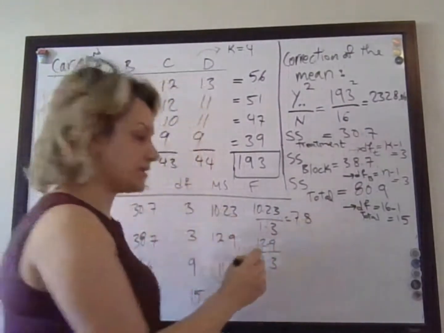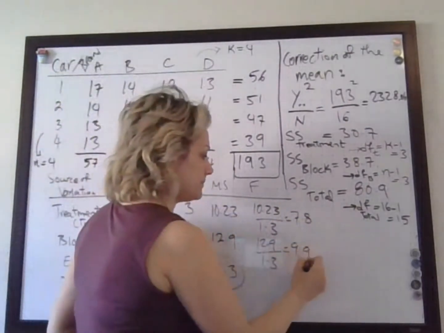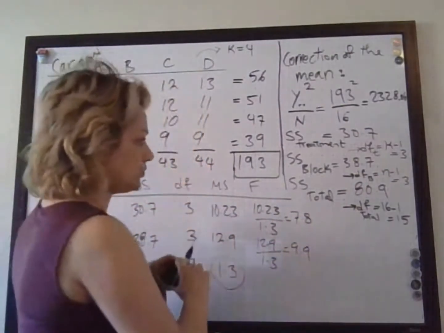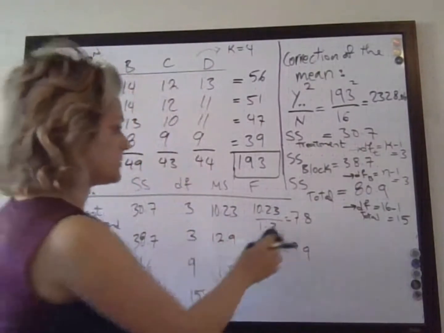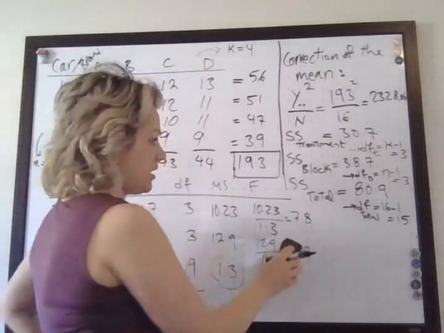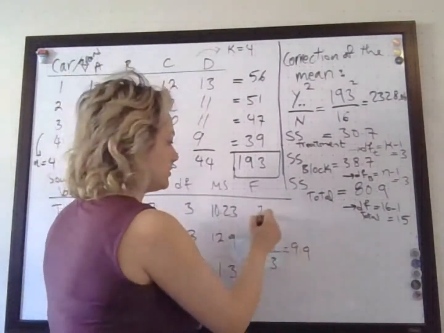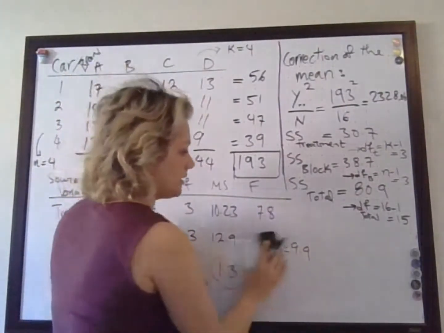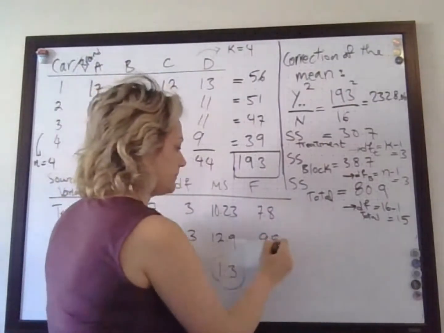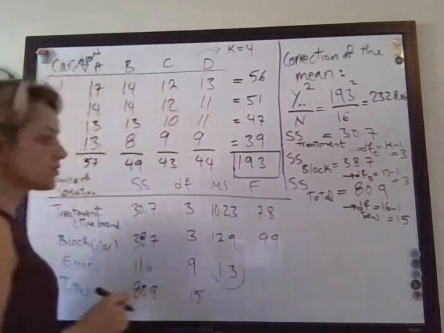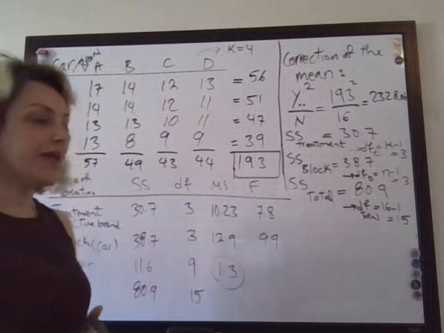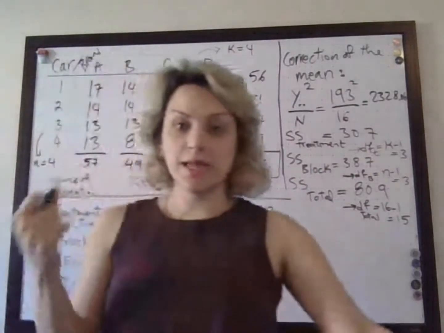And the final answer of this one is going to be 9.9. What I can do is that, because we don't have enough space, I can write down 7.8, and this one is 9.9. Okay, so we found the F observed, and then we would need to go to the table with the F critical.